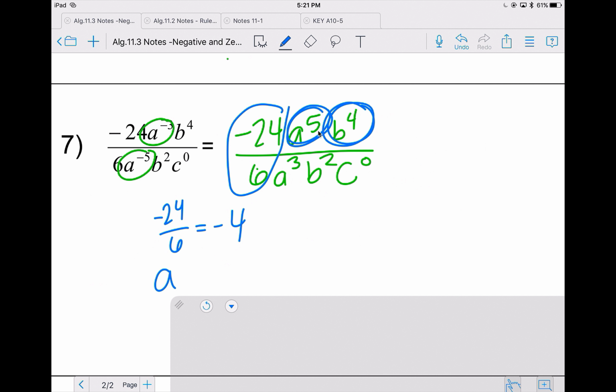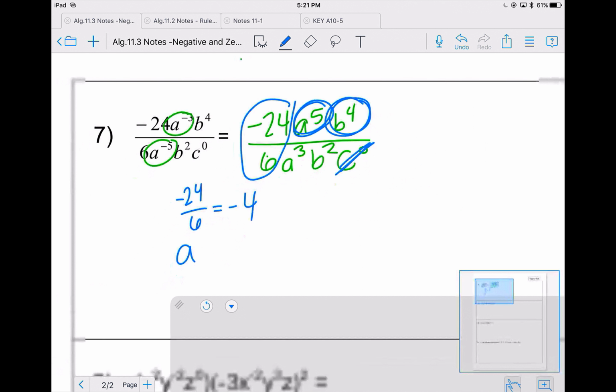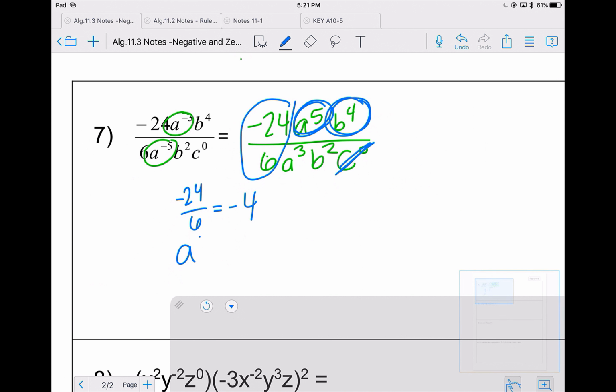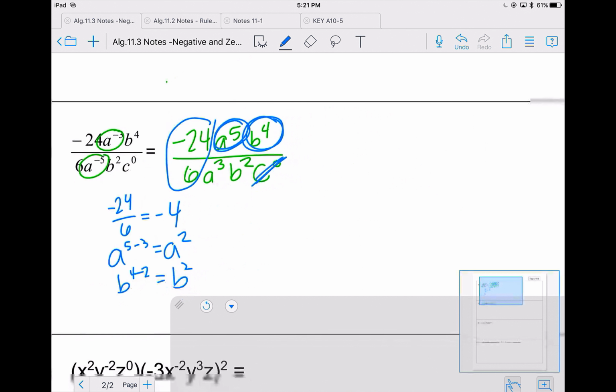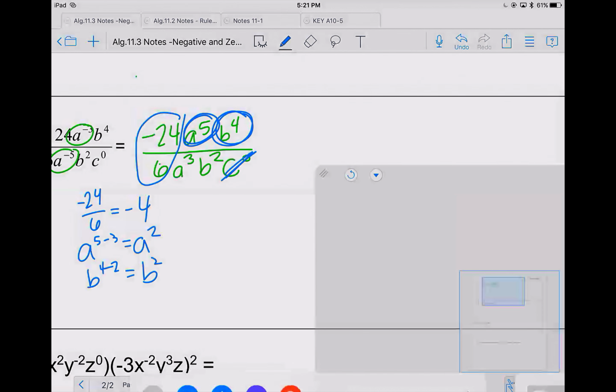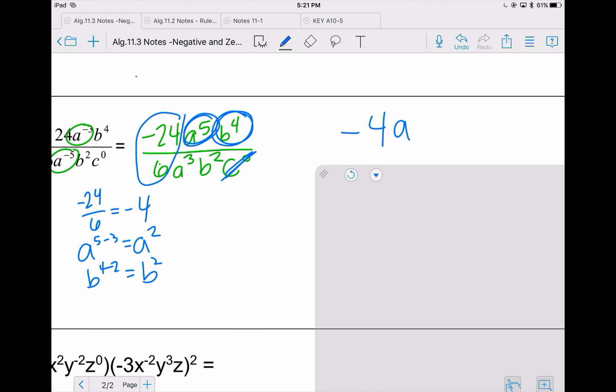So a has more on top, b has more on top, c has a 0. Remember that anything to the 0 cancels. So a to the 5 minus 3 will give us 2. b to the 4 minus 2 will give us 2 as well. Both of these are left on the top because that's where our bigger one started. So negative 4, a squared, b squared is going to be our answer for this problem.